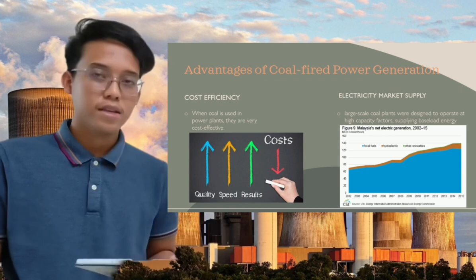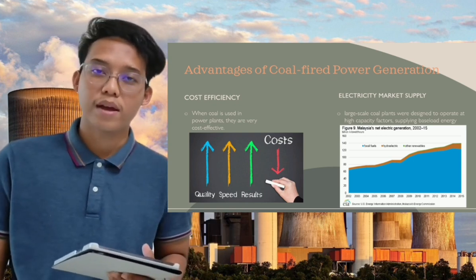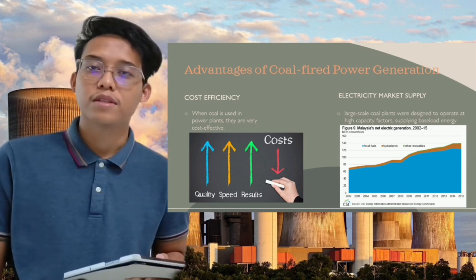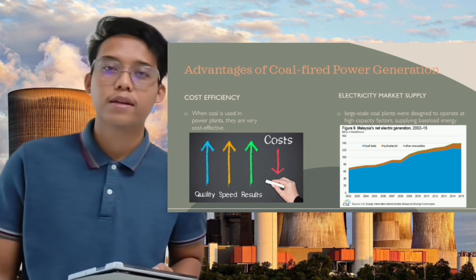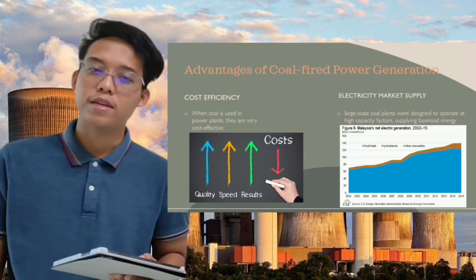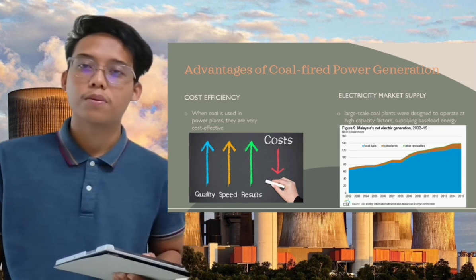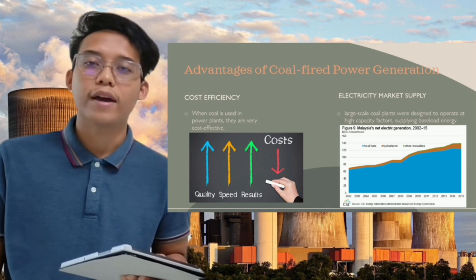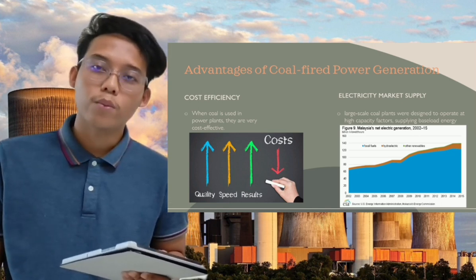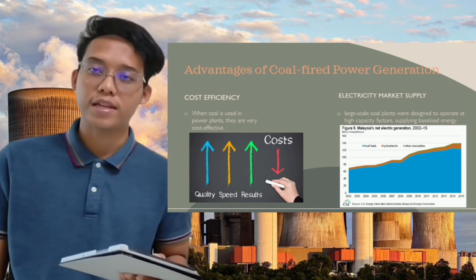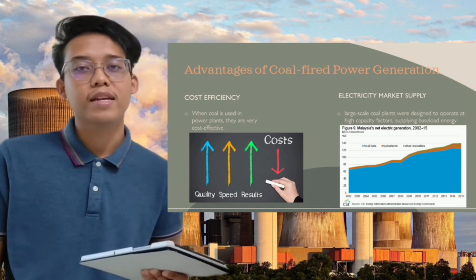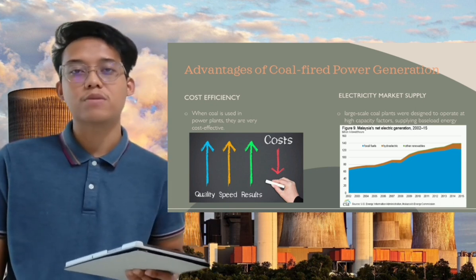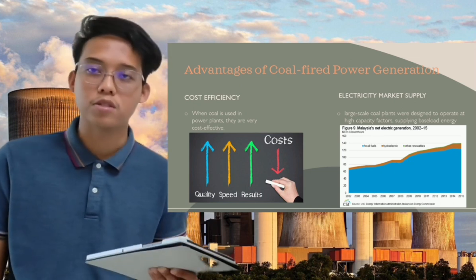The next advantage is electricity market supply. The majority of contemporary large-scale coal plants were designed to operate at high capacity factor, supplying baseload energy, contrary to peaking units, which only provide electricity at times of high demand or when baseload plants are unavailable for maintenance. Baseload facilities are intended to operate at a consistent output level, prior to the current phase of cheap natural gas prices and expansion of non-hydro renewable energy sources.